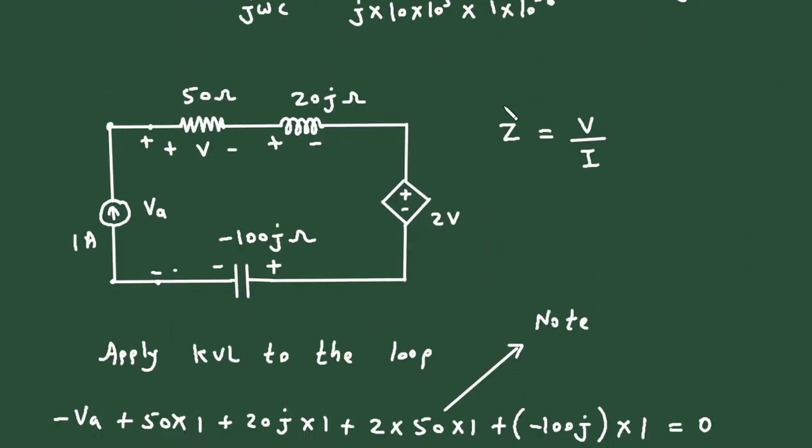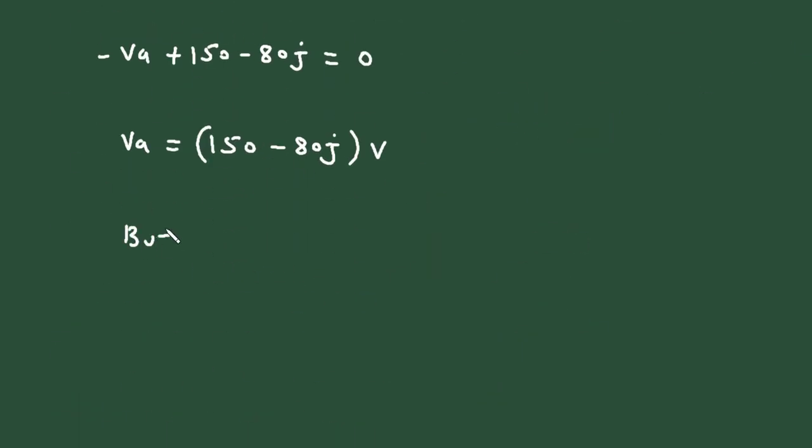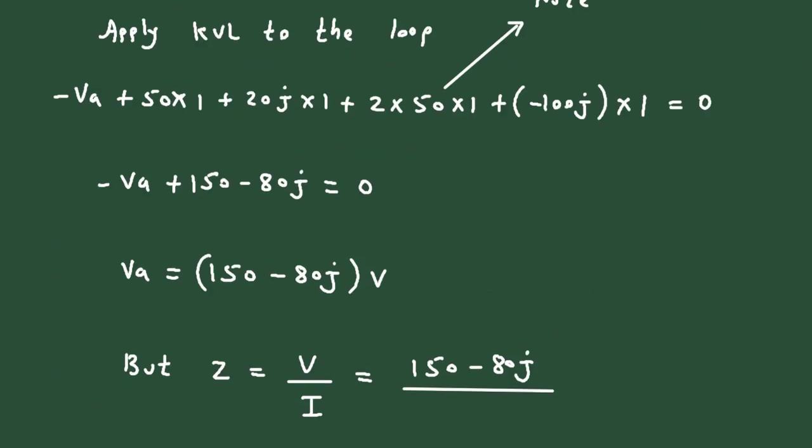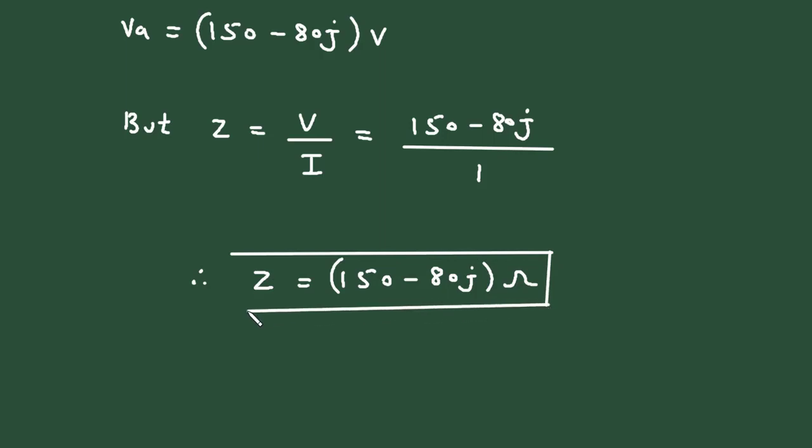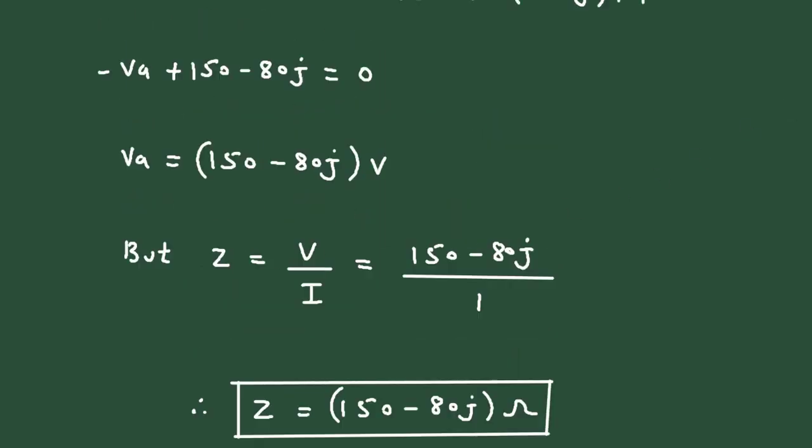But here we have to find the value of impedance Z. Z is equal to V upon I. The voltage value is 150 minus 80j divided by the current value, which is 1 ampere. Therefore impedance Z is equal to 150 minus 80j, and again it is impedance, so its unit will be ohm. This is how we can find impedance with a dependent source.